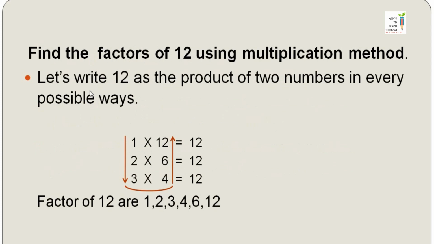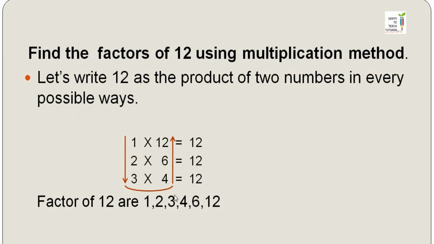In order to find the factors of 12 using multiplication, we need to check what pairs of numbers multiply to get 12. So, let's write 12 as the product of two numbers in every possible way. 1 into 12 is equal to 12, 2 into 6 is equal to 12, 3 into 4 is equal to 12.